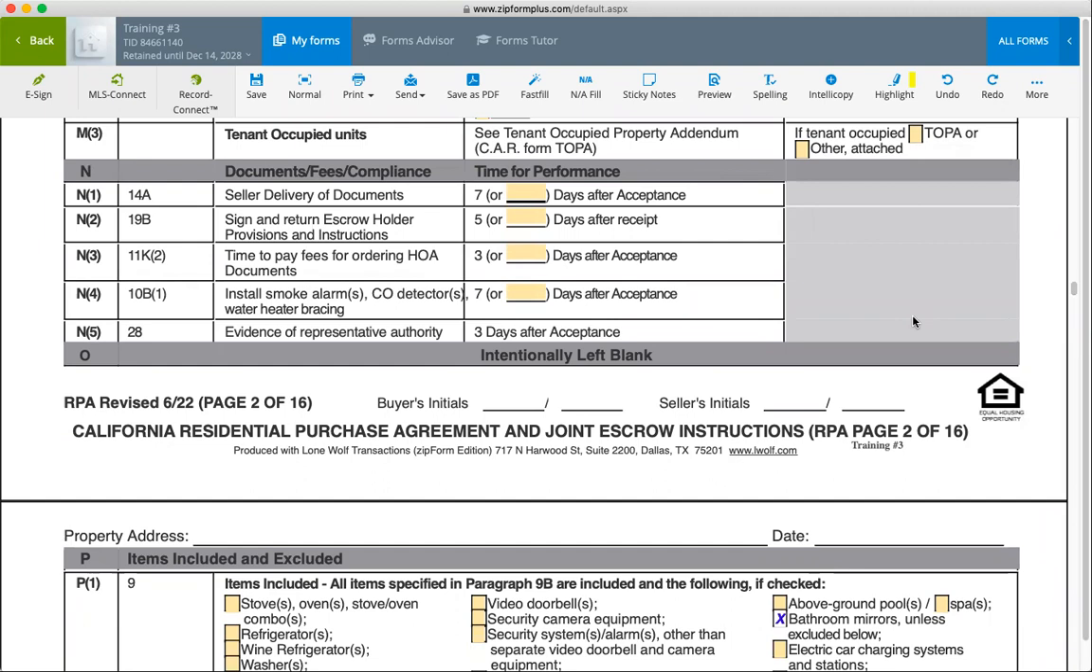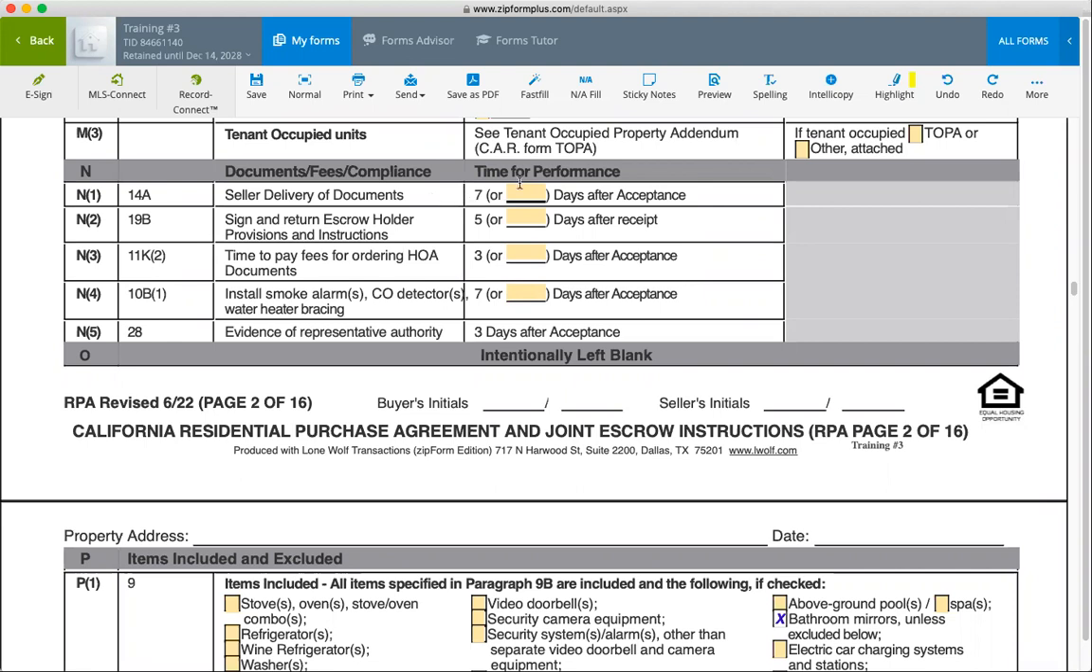All right, now we've got paragraph N, 3N, documents, fees, and compliance. So, seller delivery of documents. The seller is obligated under state law to deliver a transfer disclosure statement, or TDS. And a good listing agent will have the seller prepare that TDS when they take the listing, so it's all ready to give to the buyer at the time they go into contract.